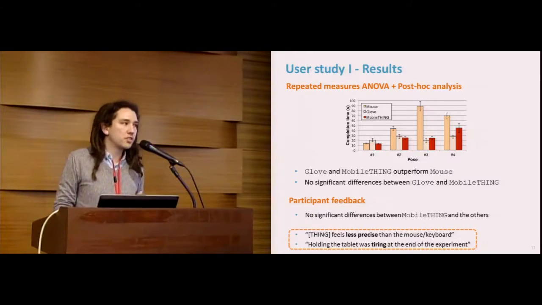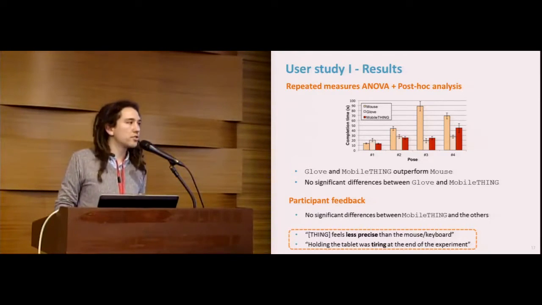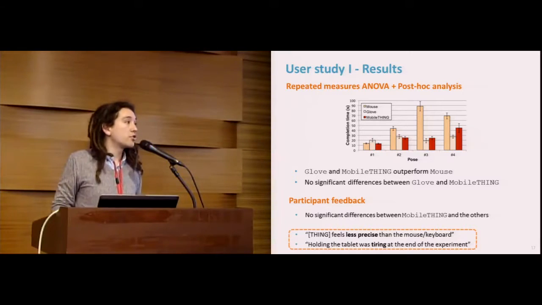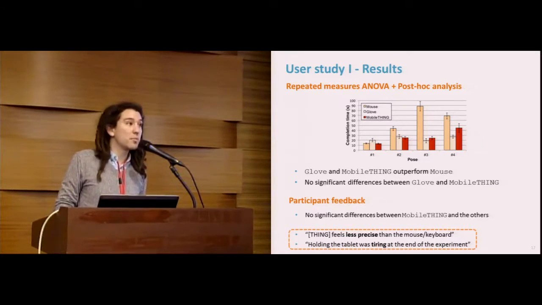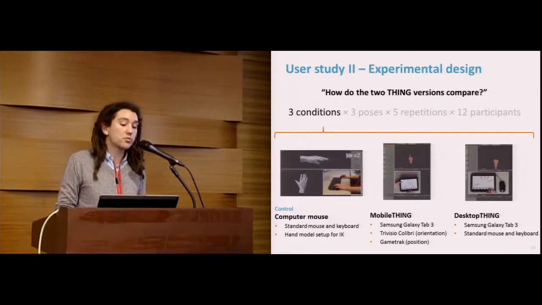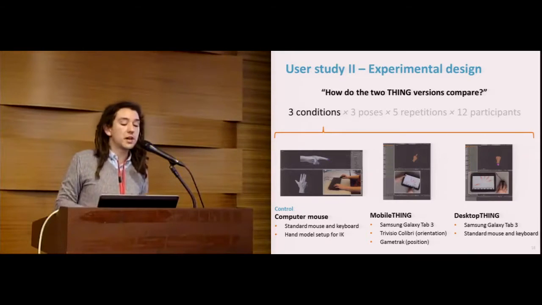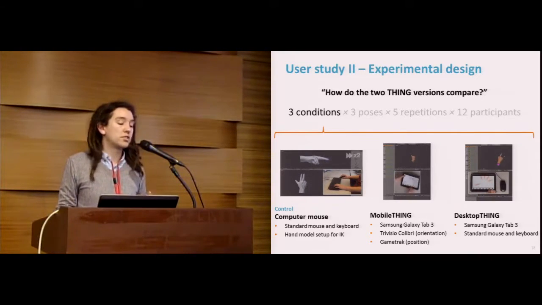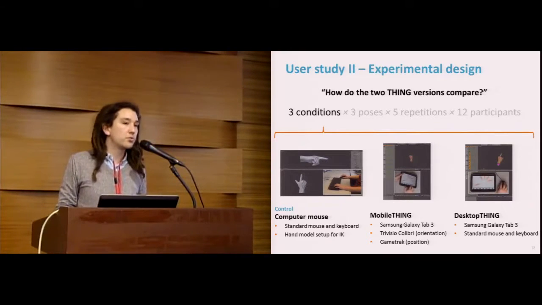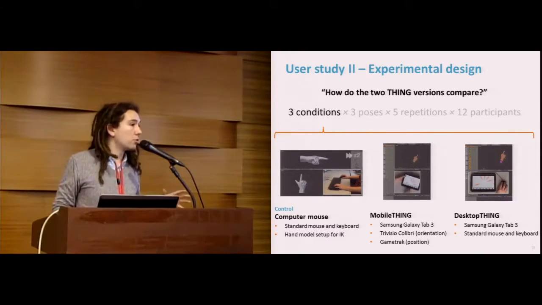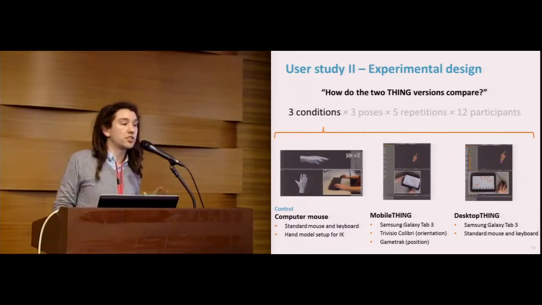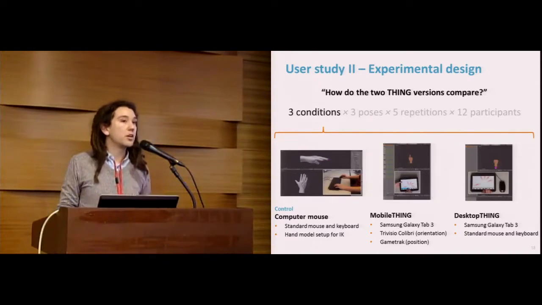However, we got some pretty negative comments informally from some users, and some mentioned that our approach felt less precise than the mouse and keyboard combination, and some also mentioned that holding the tablet in the air was tiring. So for this reason, we ran a second user study, in which this time we compared the two versions that we proposed. So the idea here was to see if users would prefer the hybrid version, which mixes computer mouse and multi-touch tablet, and if this version would provide similar performance.